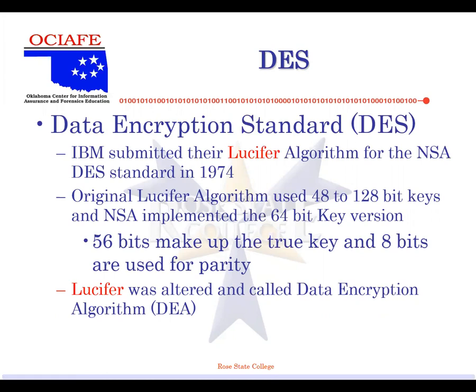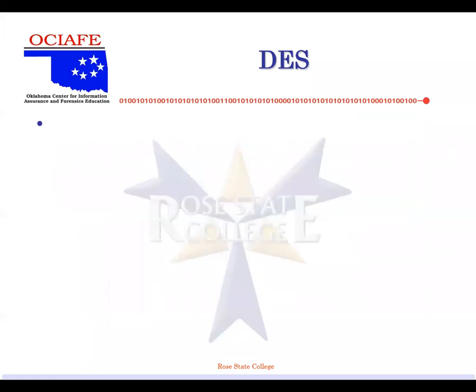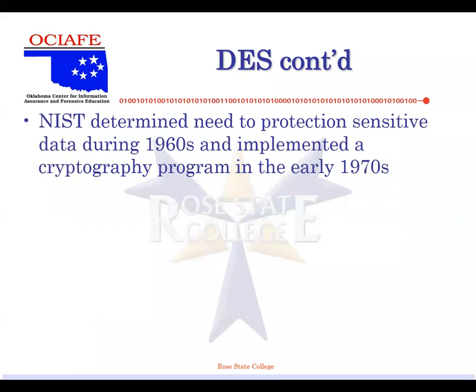Lucifer was altered and became the DES, or data encryption algorithm, which then became the standard. It says they determined a need to protect sensitive data during the 1960s and implemented a cryptography program in the 1970s. You all read about that in the book.